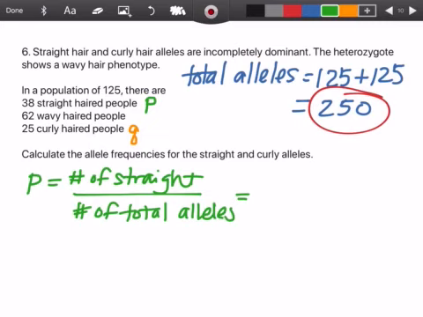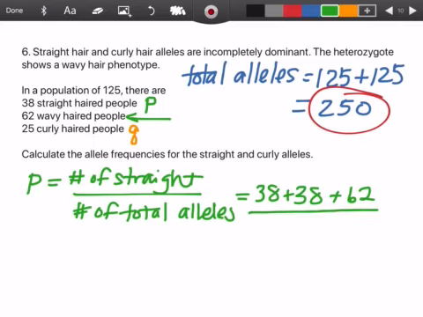If we look at the number of straight-haired alleles, we see that there are 35 people that have the straight-haired phenotype. Each of them have 2 copies of the straight-haired allele. So 38 plus 38. Now we can't forget these wavy-haired people, because those wavy-haired people also have a copy of the straight-haired allele. They just have 1 copy of a straight hair and 1 copy of a curly hair. So now we have another 62 alleles that code for straight hair. That's going to be on top of 250 total alleles.